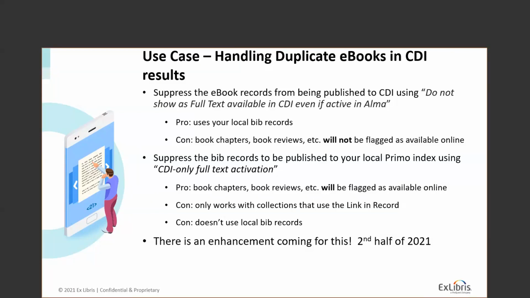The pros of this is then you get that book chapter level, the book review level citations available and flagged as available online to be used by your users. The con is that, of course, you only see this in the scenario that the collection is of type link and record, and the con is that you're not able to use your local bib records.